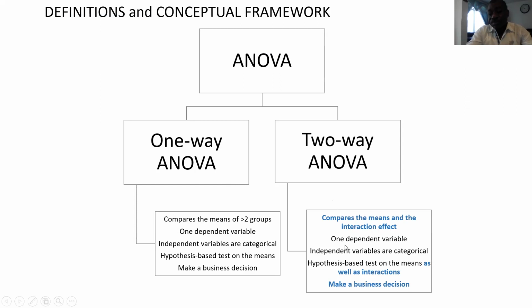In the two-way ANOVA, we will compare the means as well as the interactions. So within the group, you have, for example, two categories of attributes, grade and shape. You would like to know whether the shape and the grade influence a certain dependent variable individually or when combined. So this is called interaction. And we will also test the hypothesis similarly to the one-way ANOVA. The only difference here is we will test the hypothesis on the interaction as well.